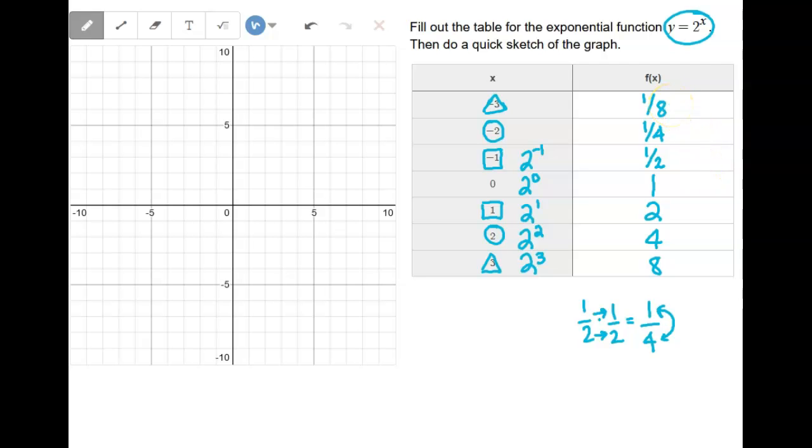So if we were going to graph this, this is what this would look like. So we have negative 3 and 1/8. So negative 3, 1/8 is going to be like way down here. Then we have negative 2 and 1/4. So negative 2, slightly higher. Then we have negative 1 and 1/2. So negative 1, 1/2. And then we have 0, 1. Okay? We have 1, 2, 2, 4, 3, 8. So what this looks like is this sort of line like this.